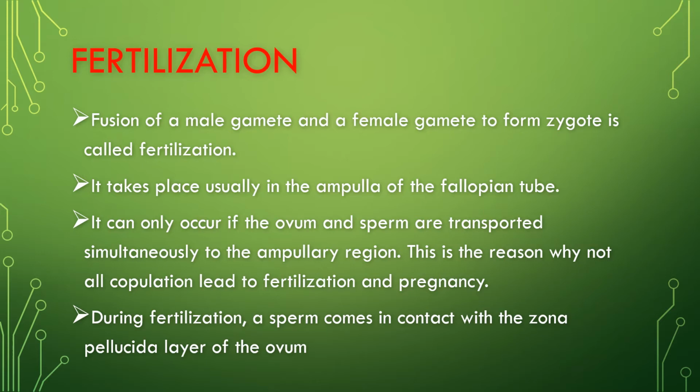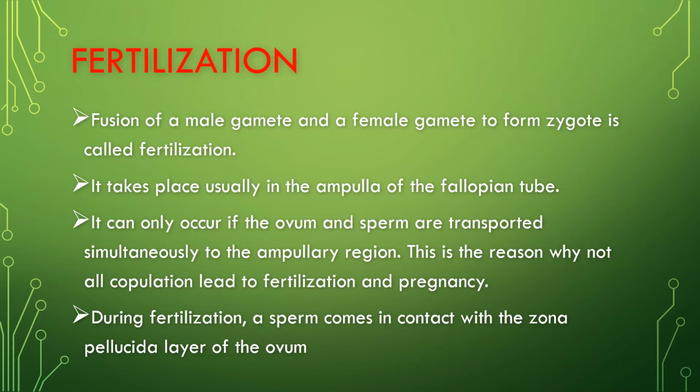The fertilization process takes place in the ampulla part of the fallopian tube, and it can occur only if the sperm and ovum are transported simultaneously to the ampullary region. Then only the fertilization will be successful. If their transport is not simultaneous, there would not be any fertilization, even if there is copulation, and no pregnancy.